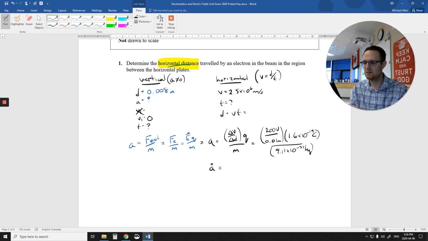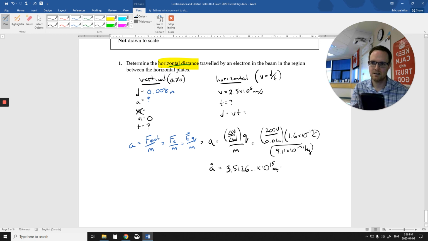Awesome. Times divide by 1. Negative 31. Okay, pretty big acceleration here, probably because it's a really small mass. Okay, so we have 3.5 times 10 to the 15 meters per second squared. Okay, so now we have an acceleration. We're going to take that acceleration, and we're going to use a formula that doesn't have final velocity. And if you remember our formulas for that, we're going to use this 1/2 AT squared.